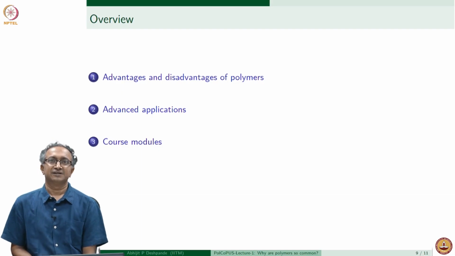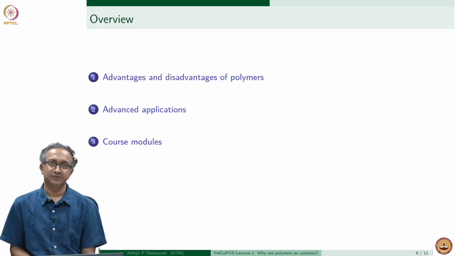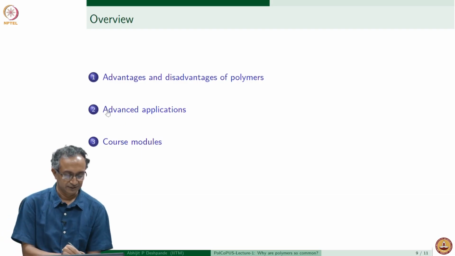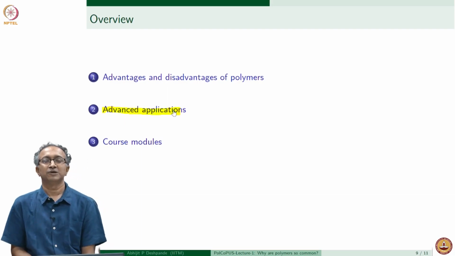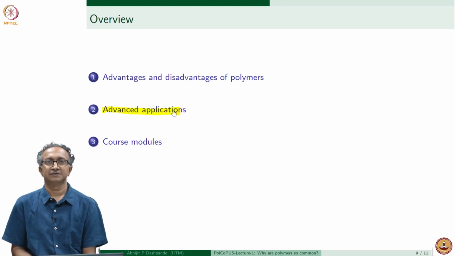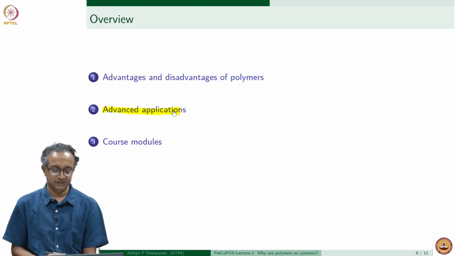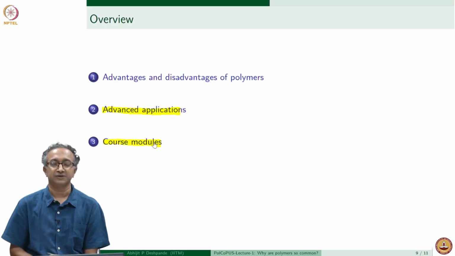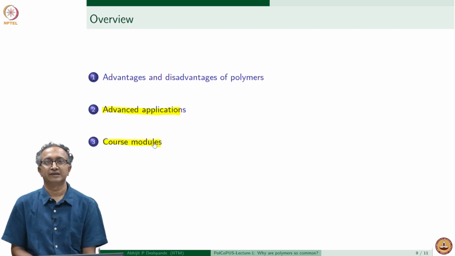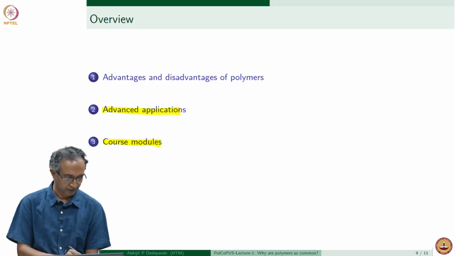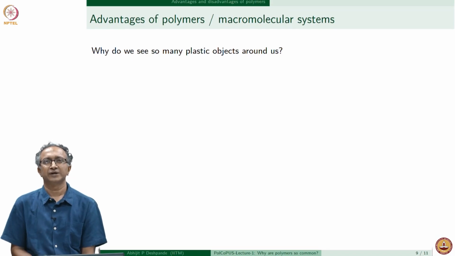Secondly, we also see that many of these polymers are being used in day-to-day applications as well as in advanced applications. So what makes these polymers suitable for these advanced applications? So we'll begin with these two, advantages and disadvantages and looking at advanced applications, and end the lecture by looking at the course modules and how we will learn many of the concepts associated with polymers in this course. So let's begin with the first question: why do we see so many plastic objects around us?